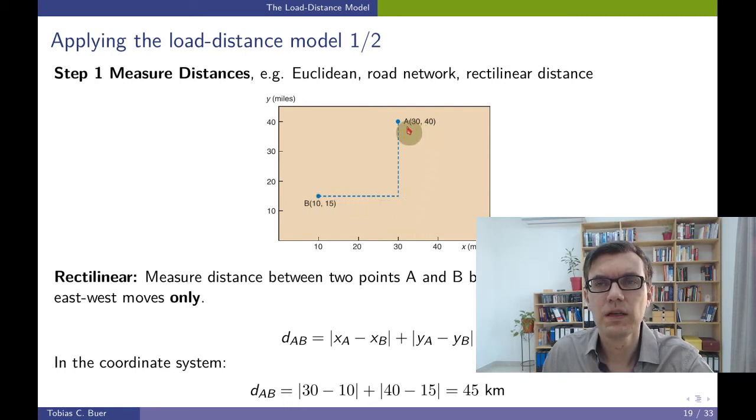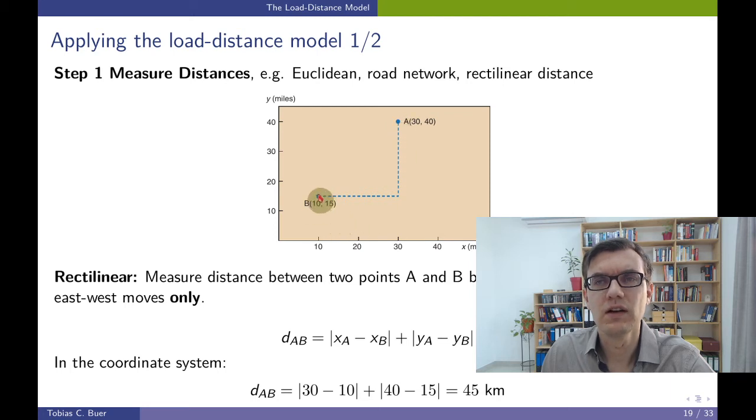Now for the distance between point A and B, we can either use the road network, which is not shown in this map. We can use the Euclidean distance, so the direct distance between both points, or we can use the rectilinear distance, which can be quite simply calculated. Rectilinear means we just use west-east or east-west movements and north-south or south-north movements.